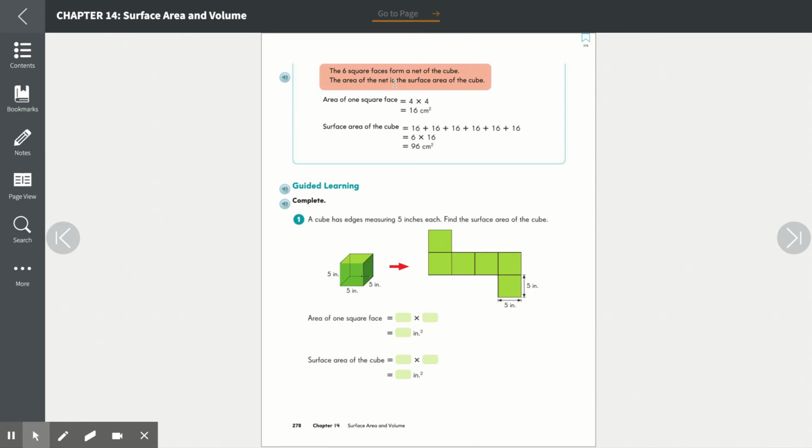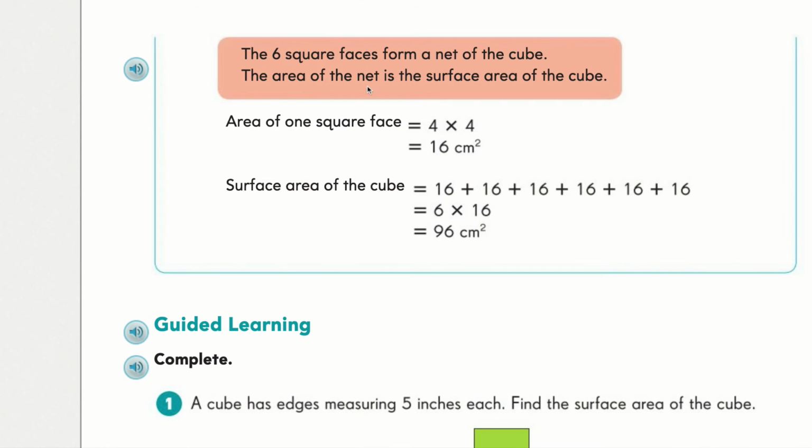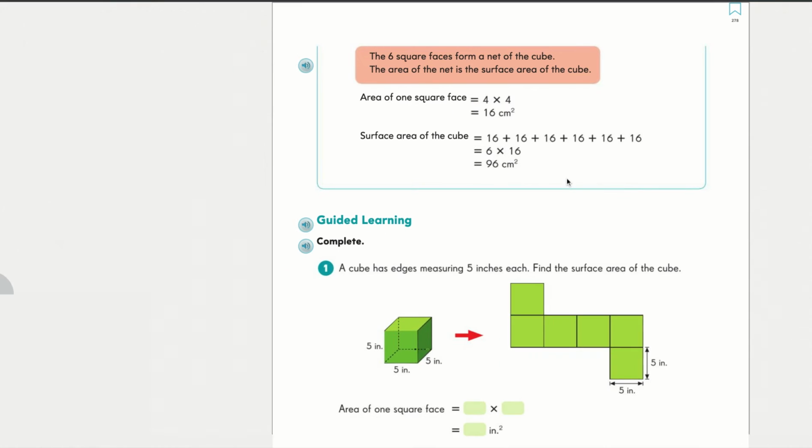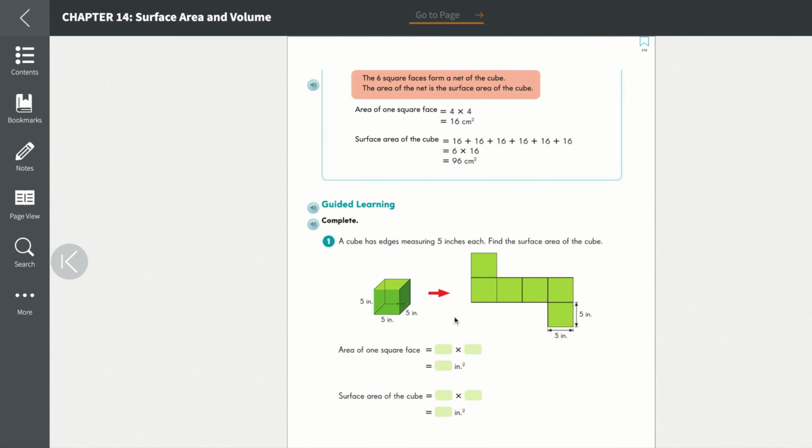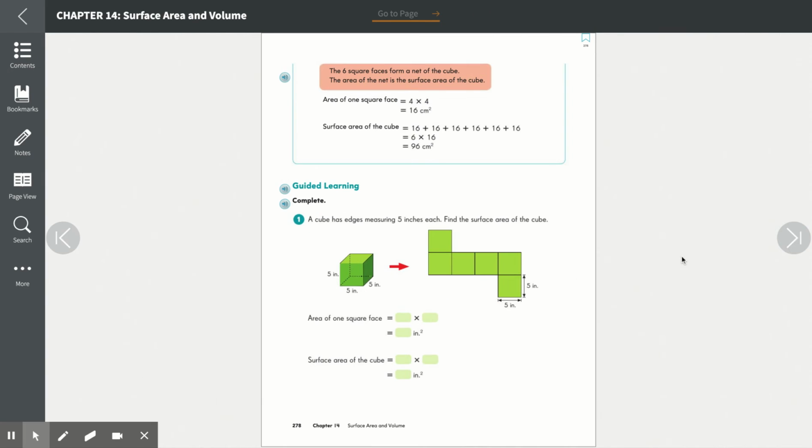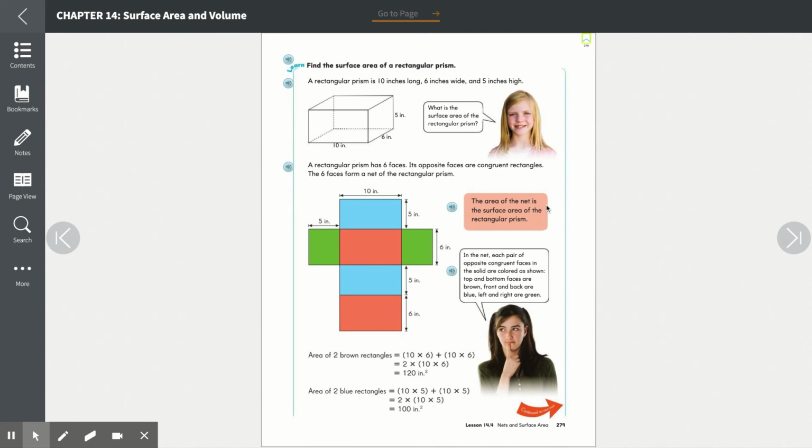So the 6 square faces form the net of a cube, and the area of the net is the surface area of the cube. So with that last example, the area of one square face was 4 times 4, or 16 centimeters squared. And to find the surface area of the cube, you could add all the sides together, 16 plus 16 plus 16 plus 16 plus 16, or you can just multiply them. That's a lot quicker. So 6 times 16 is 96 centimeters squared. We're going to skip this example because you'll have plenty of examples on IXL and in your workbooks. So we're going to go to the next part.